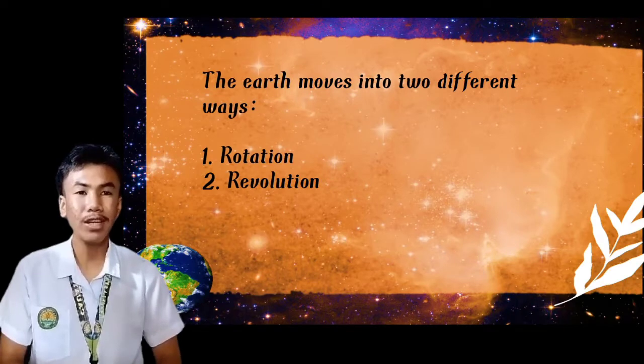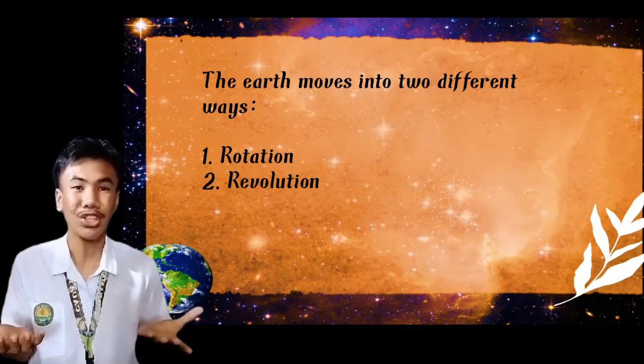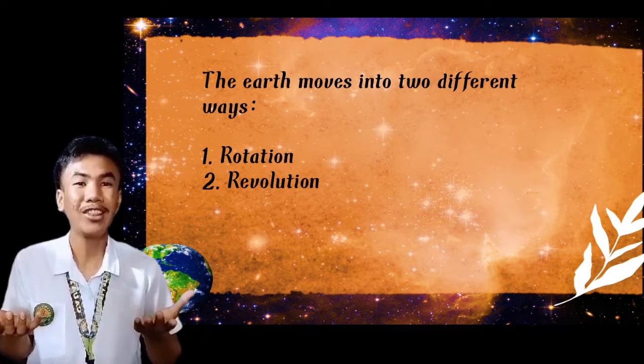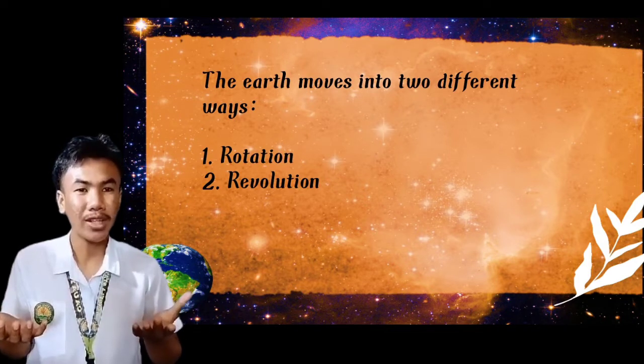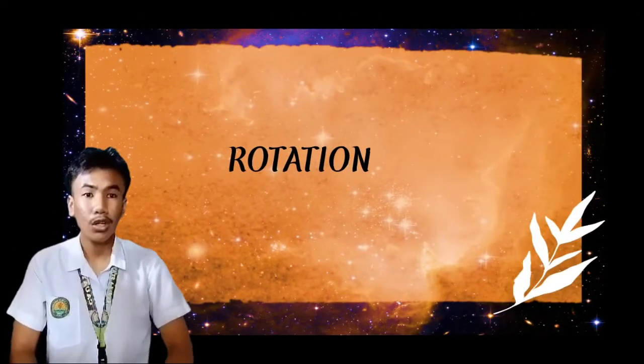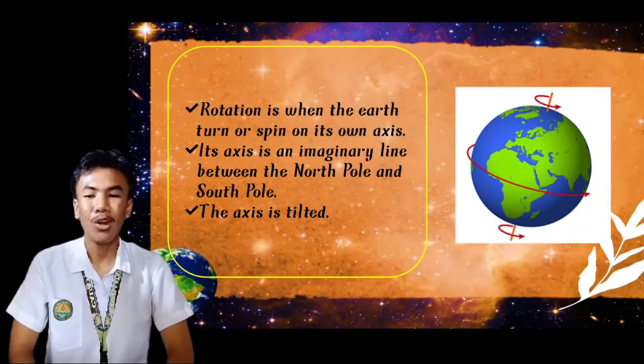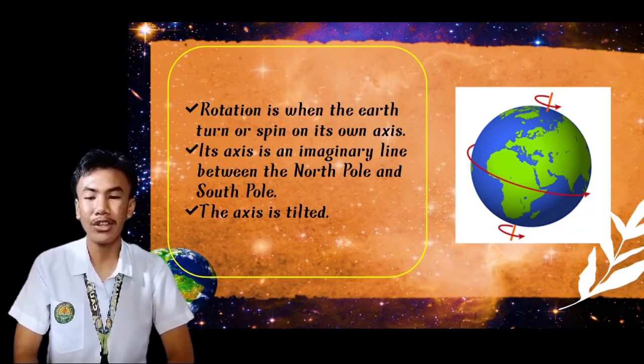The Earth moves in two different ways. We have rotation and revolution. Now let's identify and differentiate these two. What is rotation and what is revolution? Rotation. What is rotation? Rotation is when the Earth turns or spins on its own axis.